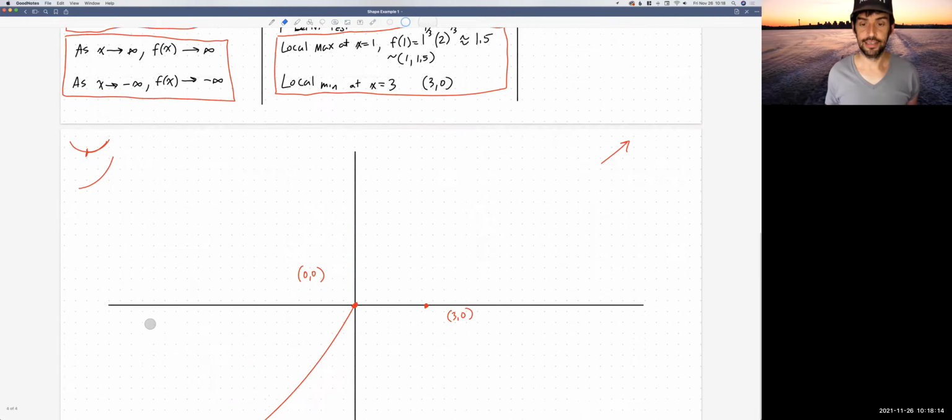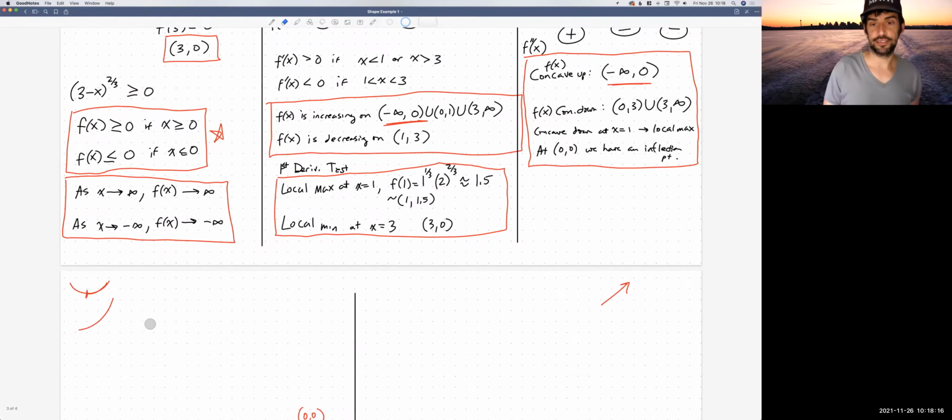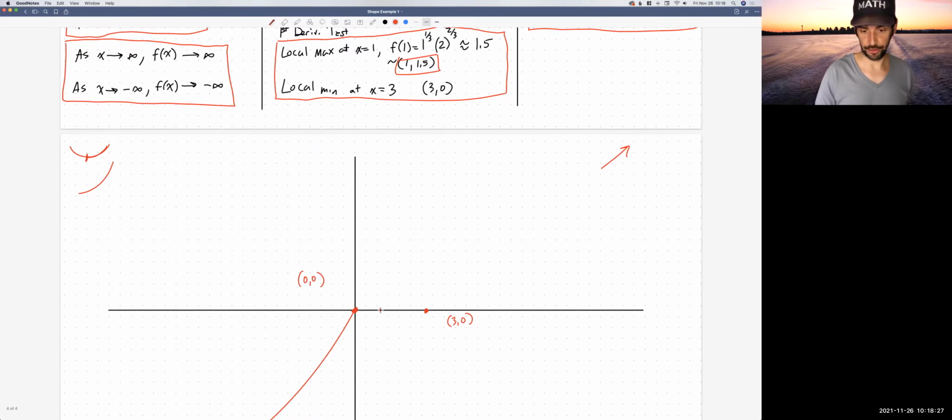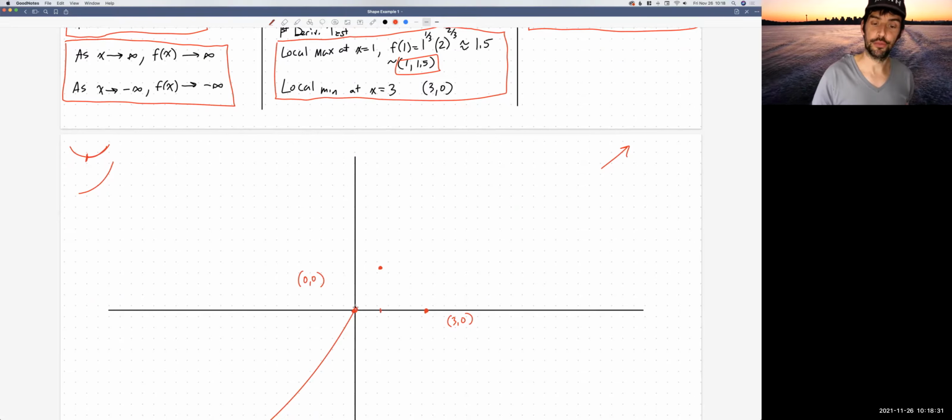Let's look at the next little section. Oh, I forgot to put in a point. Let's put in a point right now. Sorry, we had a local max at (1, 1.5). So somewhere, here's 1, and this was just an approximation. We had a local max right there. So I know my function's going up to that, and then going down afterwards.